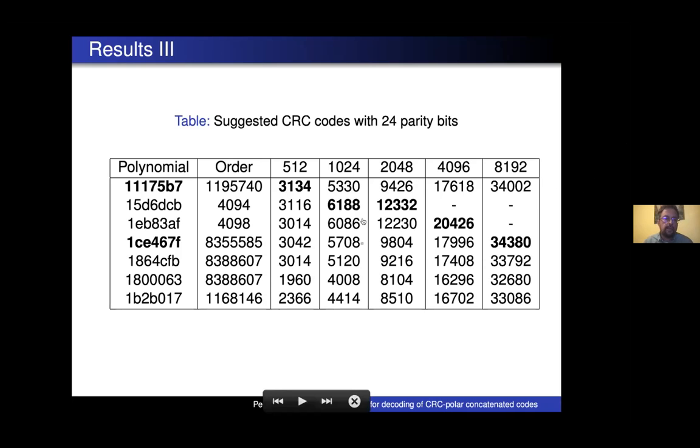We see here that with our proposal, this one, 1CE467F, we are performing quite a bit better than the standard polynomials. Another interesting thing to mention is that this second polynomial is already discovered and it is used in the FlexRay standard. And this was also one indication that we were on the right track.